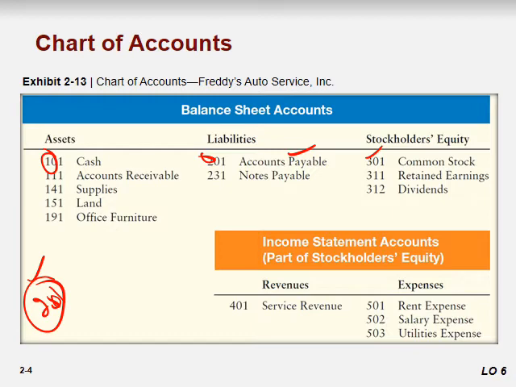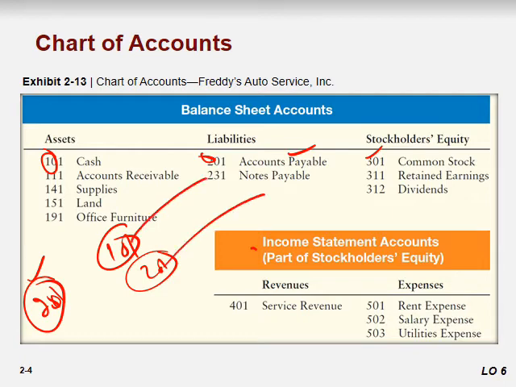For example, cash may be account number 101, which is the first asset account. Accounts payable may be 201, which is the first liability account. So we basically numbered the accounts using the system. We can also write it down: 101, 201. When you post this, it automatically triggers, and 101 means cash, 201 means accounts payable.